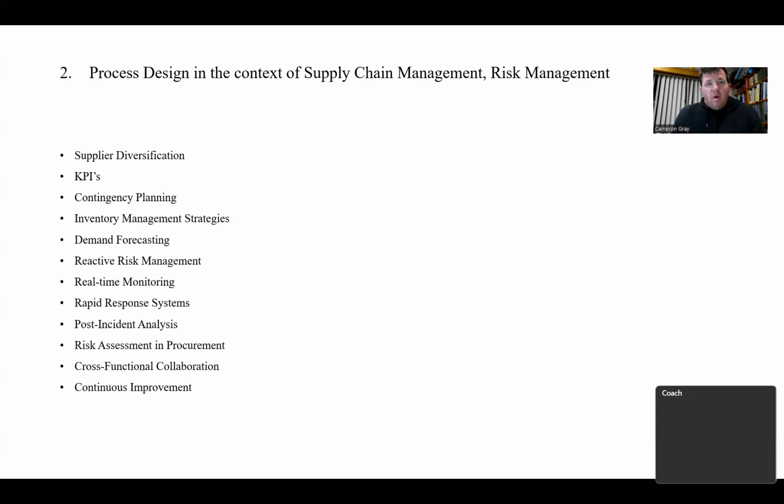Again, we're looking at that. If something does go wrong, how do we do it? The post-incident analysis is really important as well. Looking if things don't go right, how do we manage that? The risk assessment and procurement is also important. We need to be looking at the strategies and the collaboration there about how do we manage that, and cross-functional collaboration. In terms of if we're on a journey with one division within the business, what does that look like? And obviously, how do we do that continuous improvement? What does that look like from an overall implementation strategy for operational improvement?